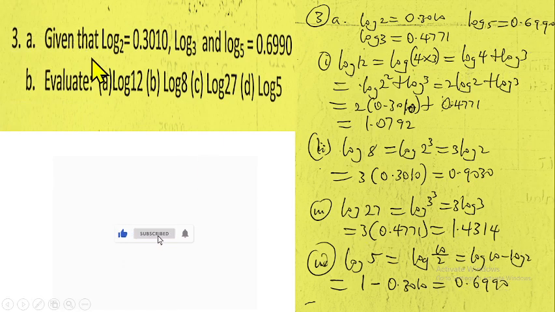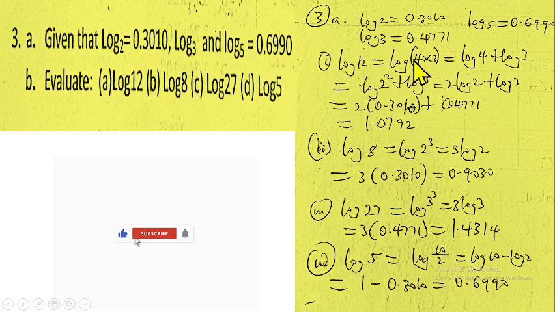Question number 3 is from logarithm. So we are given that log of 2 is 0.3010. Log of 3 is 0.4771. Then log of 5 is 0.6990. You have to evaluate log of 12, log of 8, log of 27, log of 5. So having given all this, we can evaluate log of 12 first.